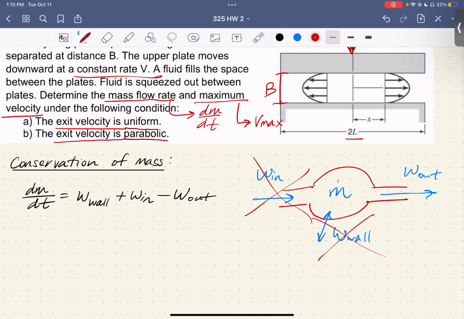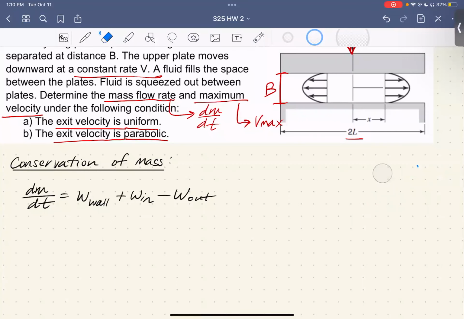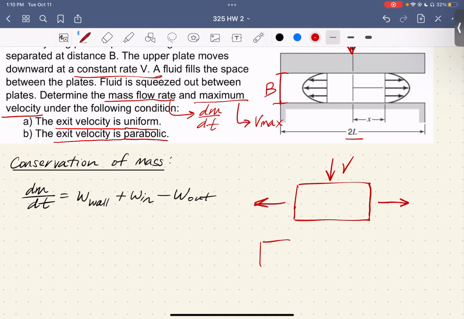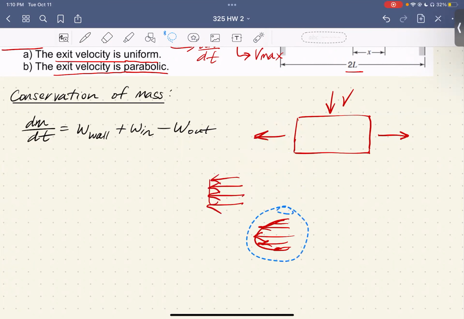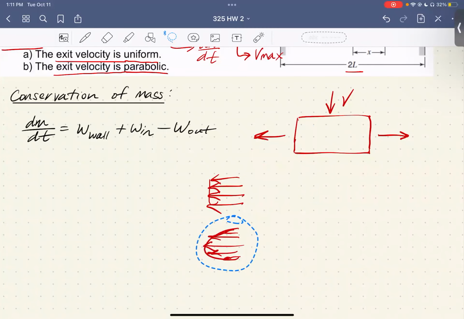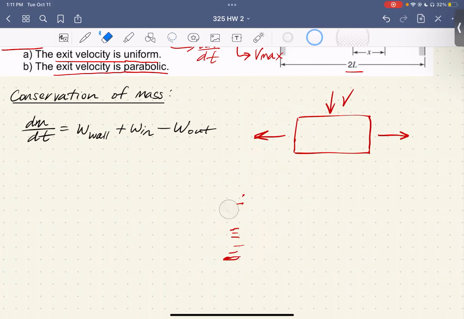So if I can model this in a way that might make more sense, let me just erase this right over here. We can assume we have a box, and what's happening is as fluid is being pushed down at a constant rate, we have the fluid exiting here in either a constant exit velocity, this is what it would look like, or we have a parabolic exit. So these are the two options we could have. We could have it leaving like this, or we could have it leaving like this. That's what the scenario is showing.